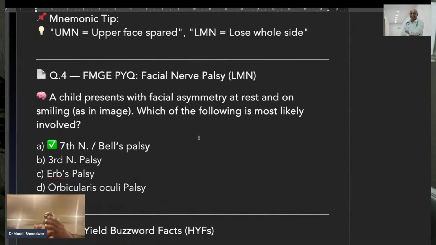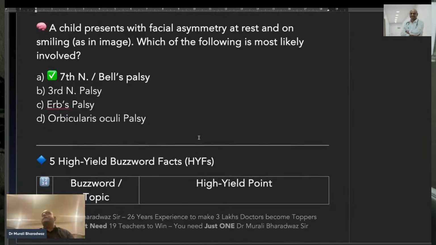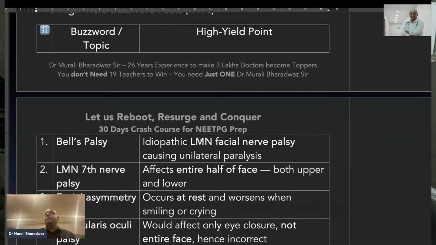A child presents with facial asymmetry at rest and on smiling. Image was shown. It is Bell's palsy. Bell's palsy involves the entire half. It is a lower motor neuron type. Either the facial nerve or the facial nerve nucleus, either of them is affected. Then both the upper and lower part of the nucleus get destroyed. So an entire half of the face is lost, is what we need to remember.